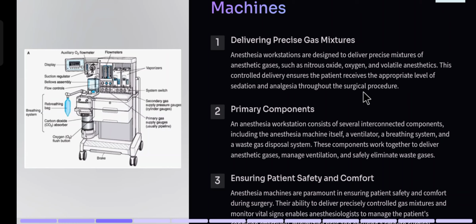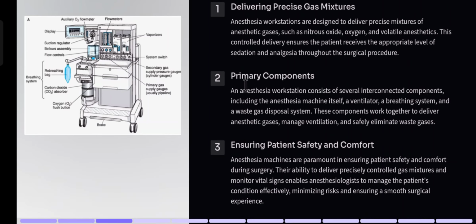2. Primary components. An anesthesia workstation includes the anesthesia machine, a ventilator, a breathing system, and a waste gas disposal system. These components work together to deliver gases, manage ventilation, and eliminate waste gases. 3. Ensuring patient safety and comfort. Anesthesia machines are critical for patient safety and comfort. They allow for precise gas delivery and continuous monitoring of vital signs to manage the patient's condition effectively.